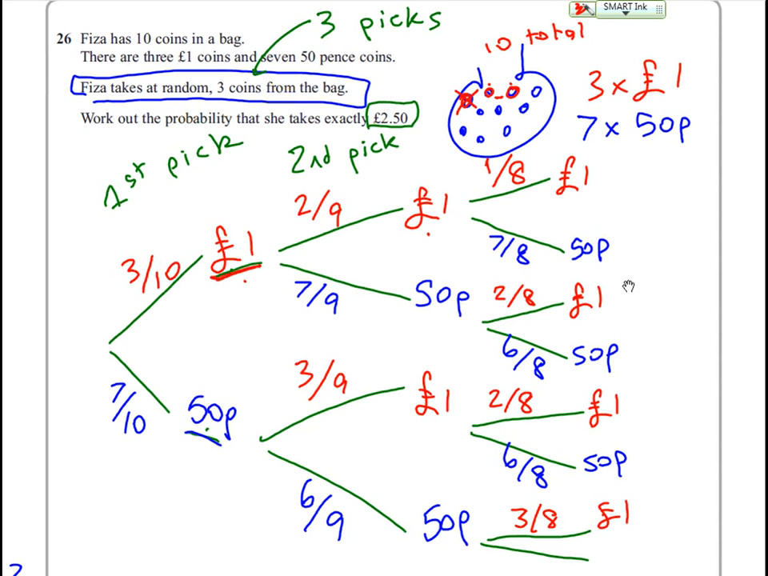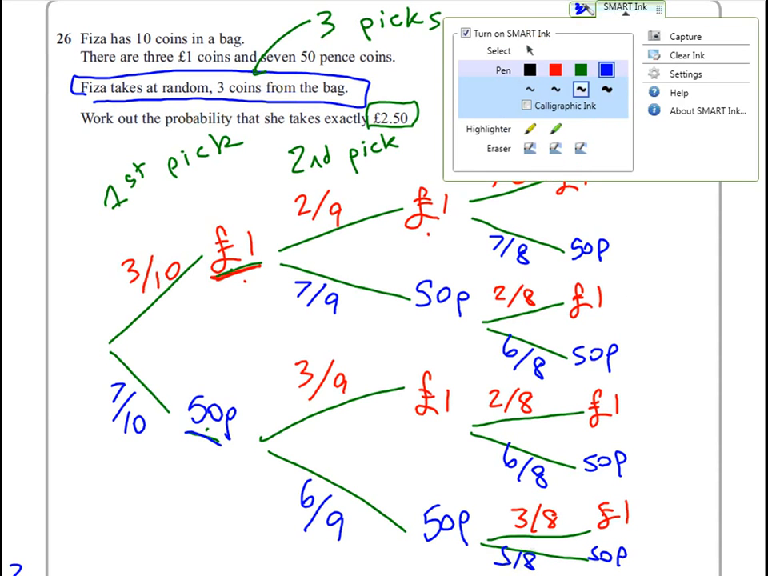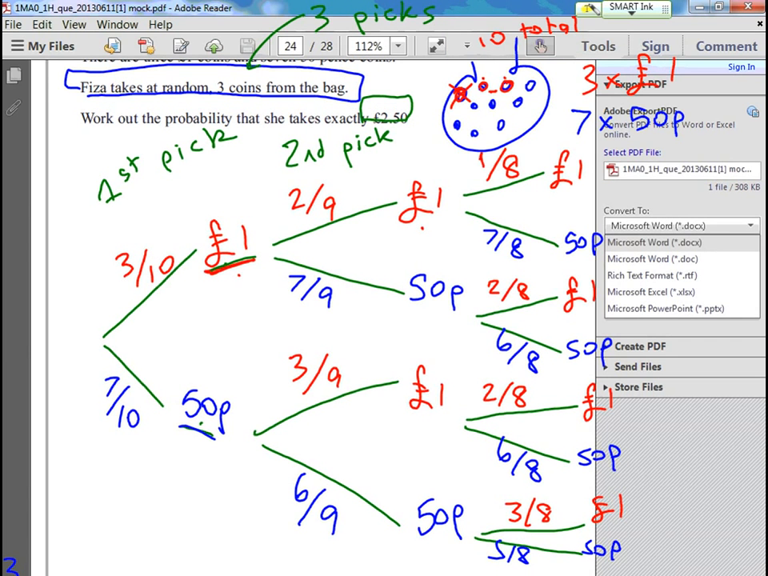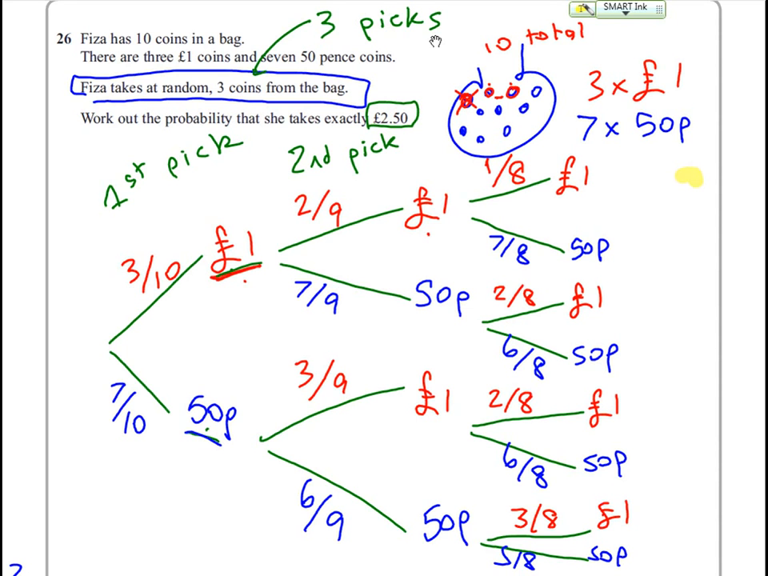And he's picked out two 50p's, so he's only got 5 left out of 8 for 50p. Now let's look back to the question. We're talking about picking out, I'll use the highlighter for this, exactly £2.50. We need to find the paths that add up to £2.50.